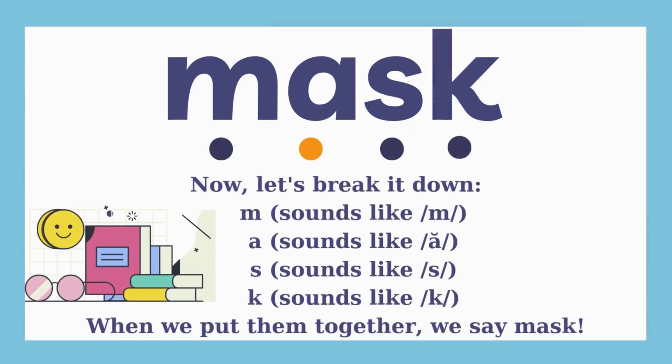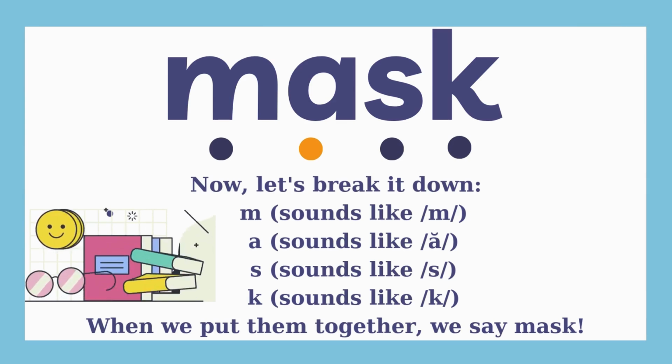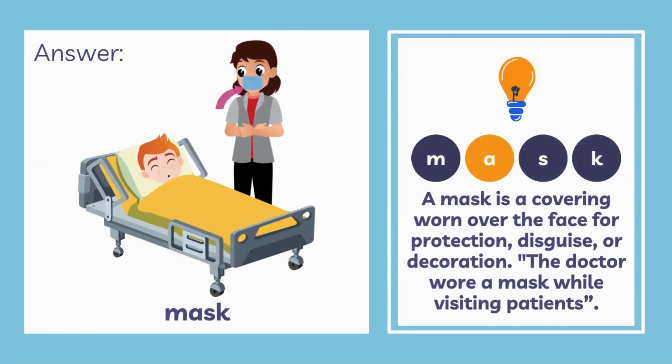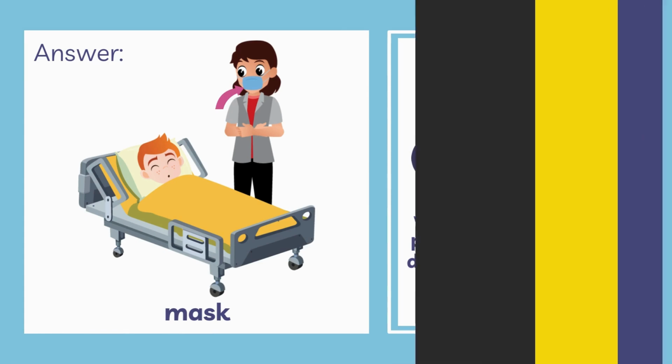Mask. Now, let's break it down. M sounds like M. A sounds like A. S sounds like S. K sounds like K. When we put them together, we say mask. A mask is a covering worn over the face for protection, disguise, or decoration. The doctor wore a mask while visiting patients.